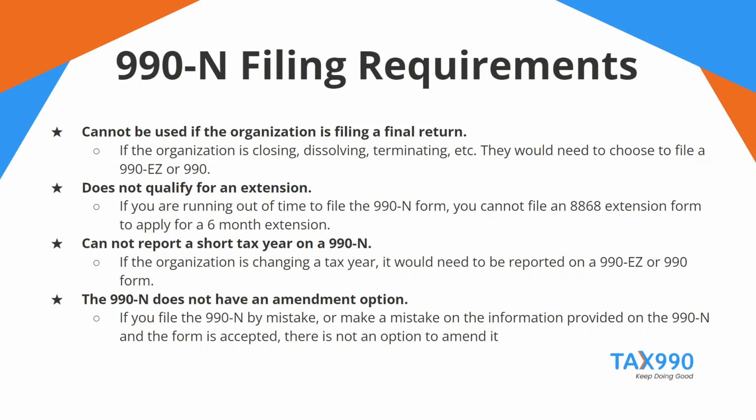The 990N does not have an amendment option. If you file a 990N by mistake, or you make a mistake on the information provided on the 990N and the form is accepted, there's not an option to amend it like there is with the 990EZ or the 990 long form. You would need to contact the IRS to determine how to proceed.